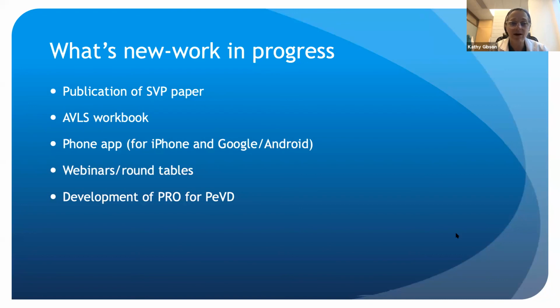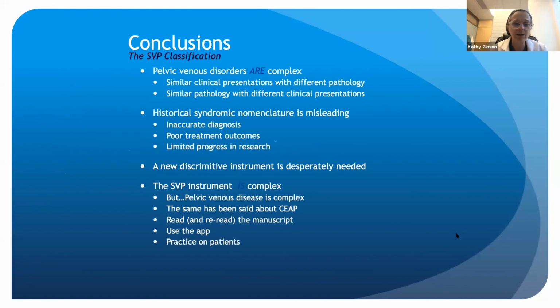And this is a heavy lift, but something we're pretty excited about, and we're having psychometrists help us develop this. So that's something that is our next step following SVP. So in conclusion, this SVP classification, pelvic venous disorders, for those of us involved in taking care of these patients, it's exciting because there's so much for us to learn that's out there.